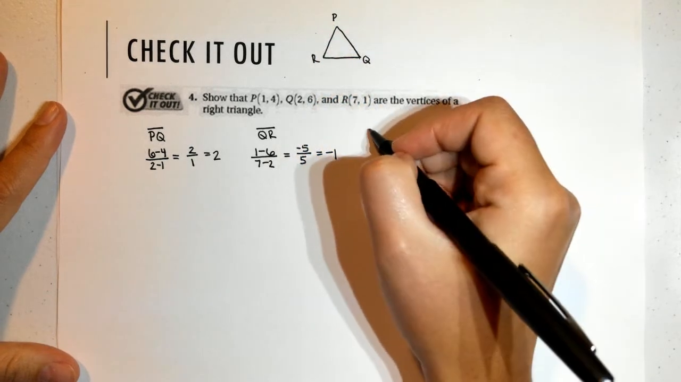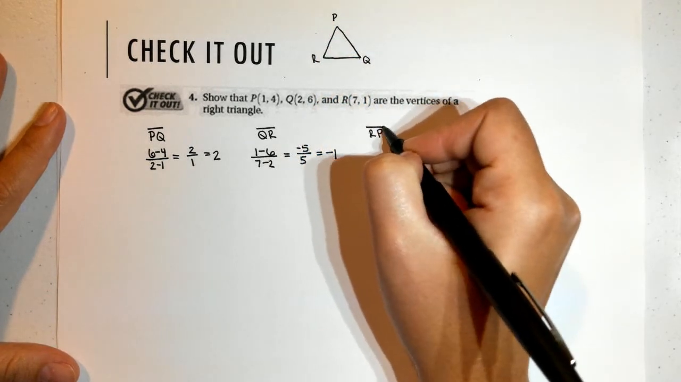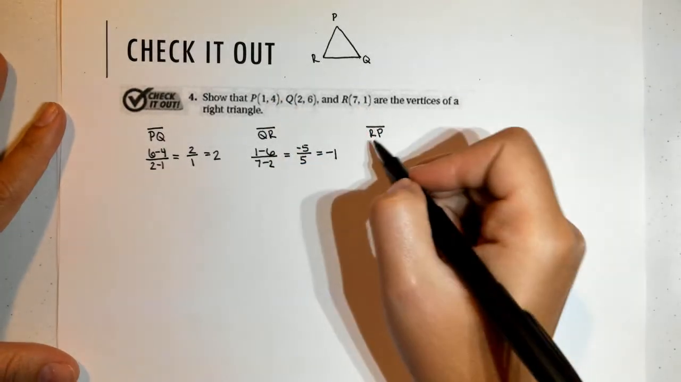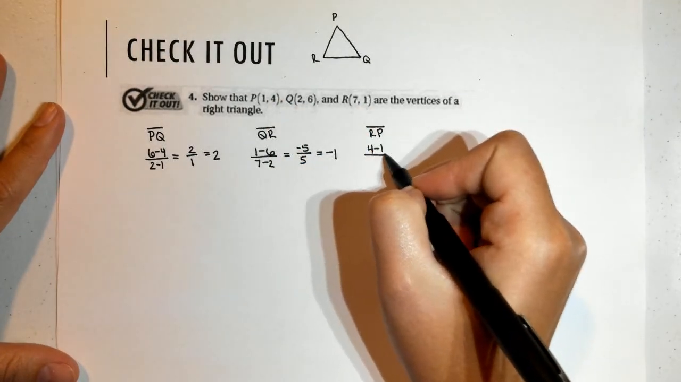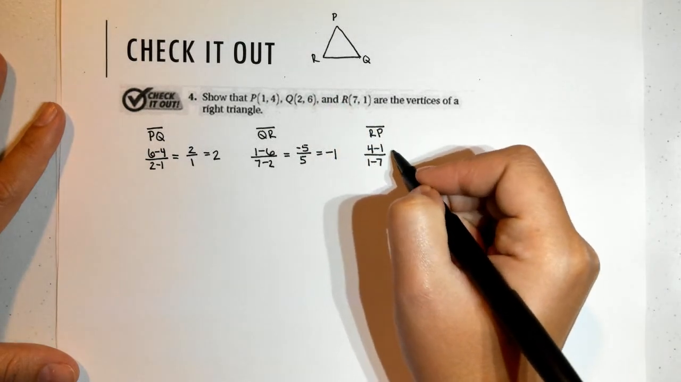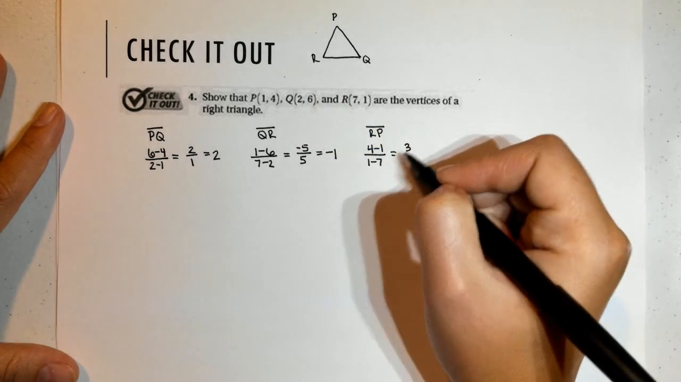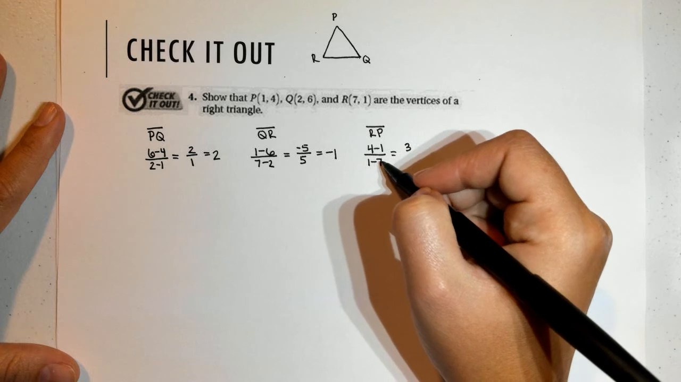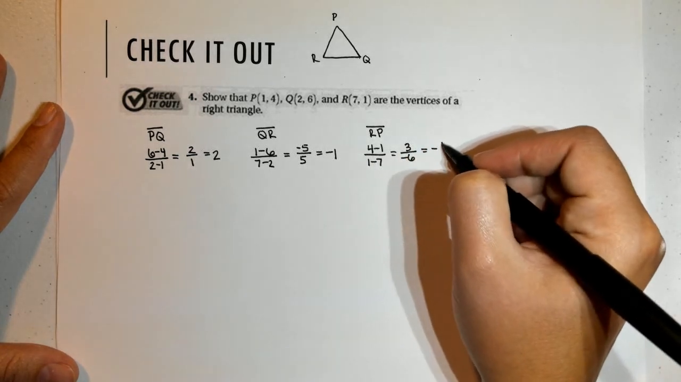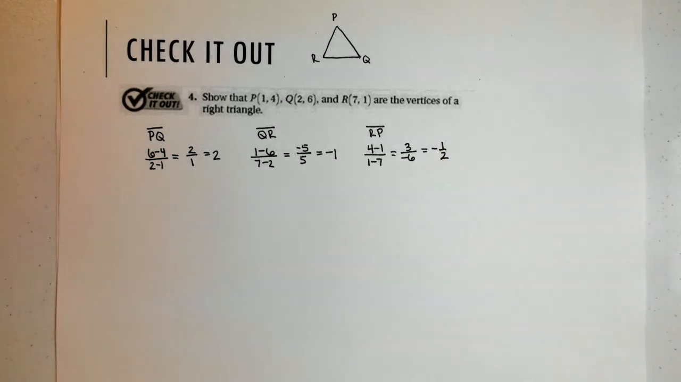Now I have RP. We subtract our y values, 4 minus 1, and our x values, 1 minus 7. 4 minus 1 is 3, and 1 minus 7 gives us negative 6. And this simplifies to negative 1/2.